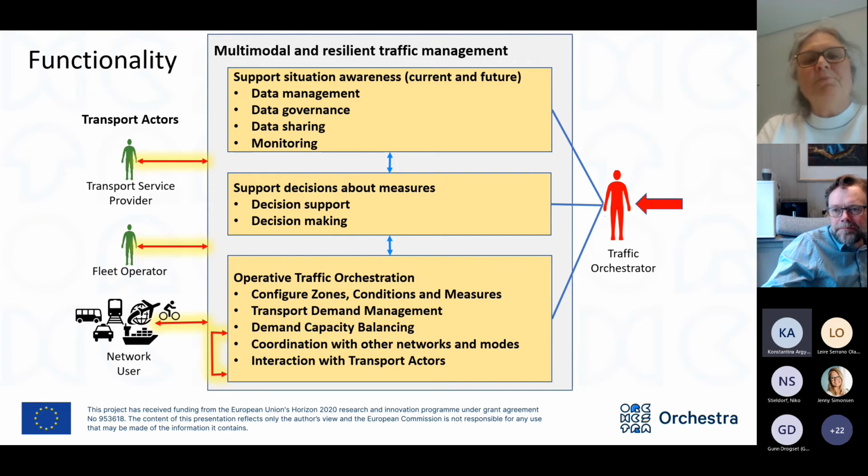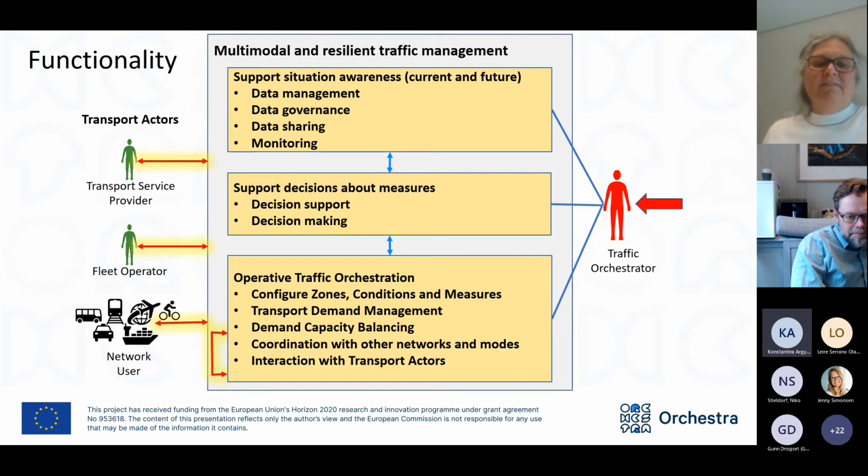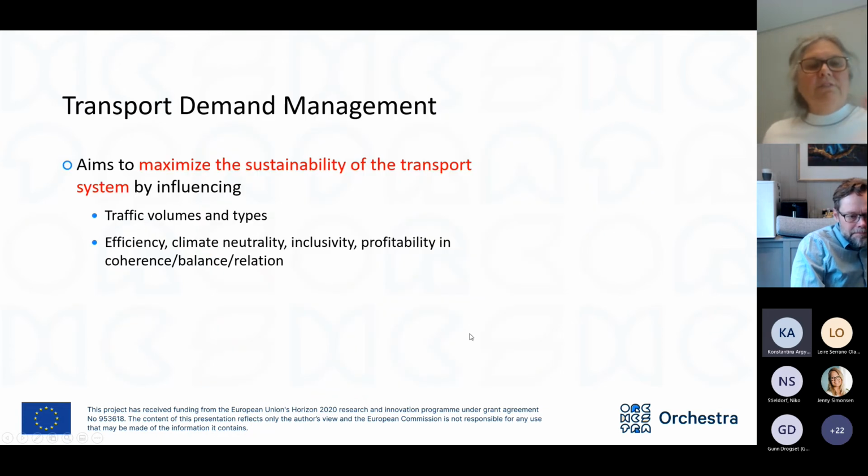It's about supporting situation awareness. It's about supporting decision support and decision making, and it's the operative traffic orchestration. So we have to configure the zones where the traffic management will be carried out, conditions and measures. We have to carry out transport demand management and demand capacity balancing, and also, very important, coordinate with other networks and modes, and also interact with the transport actors to the left in this diagram.